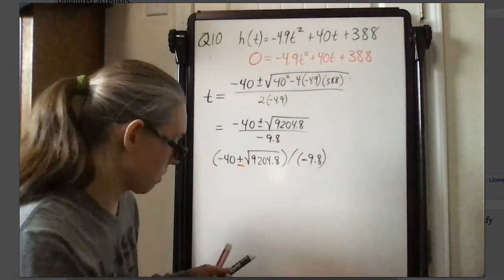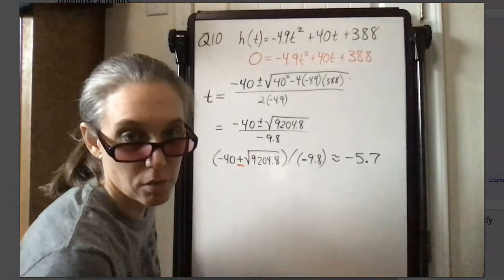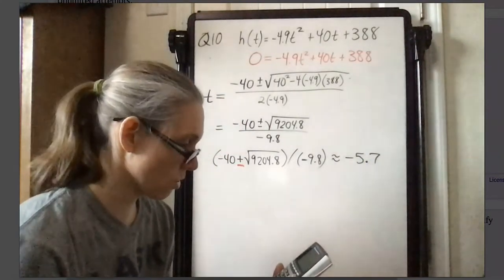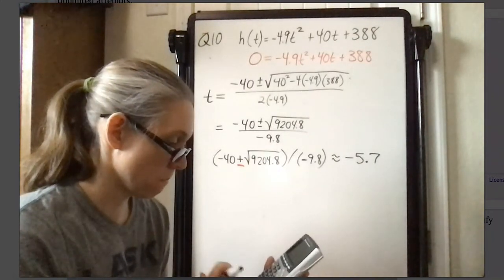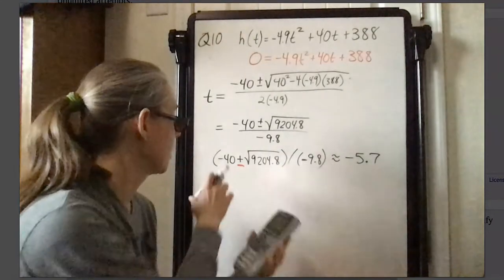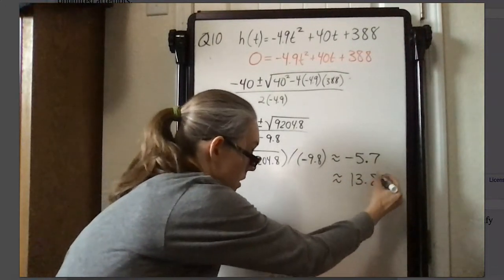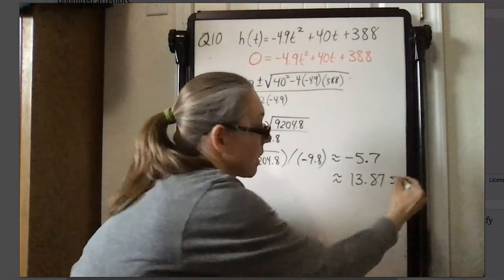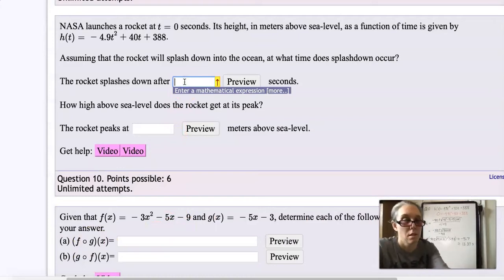Okay, so when I did this with a plus, I got about negative 5.7, which is not a good value for splashdown. So I'm going to try it again with the minus. So minus will give you a minus divided by a minus. And with the minus, you end up with 13.87 seconds. So let's go back to here. We have 13.87 seconds.